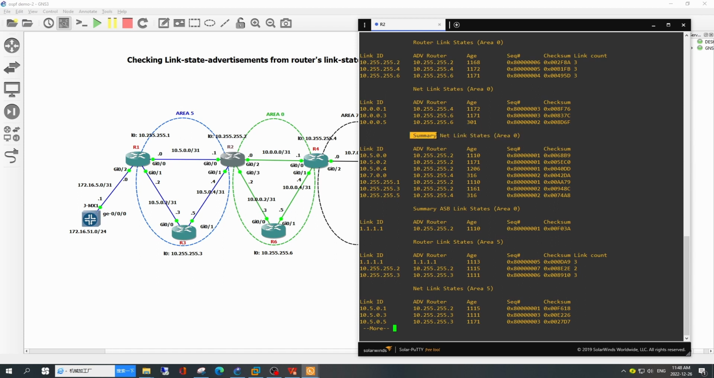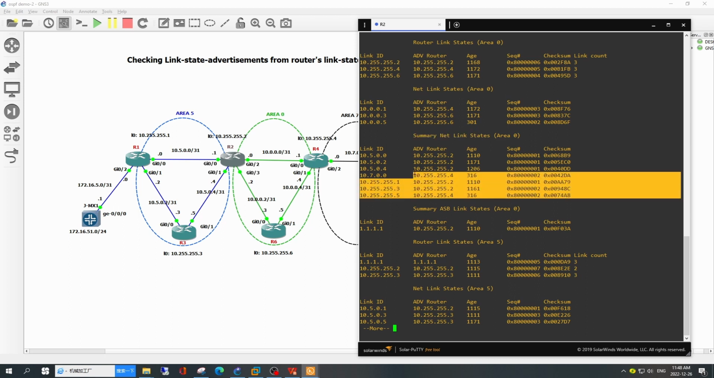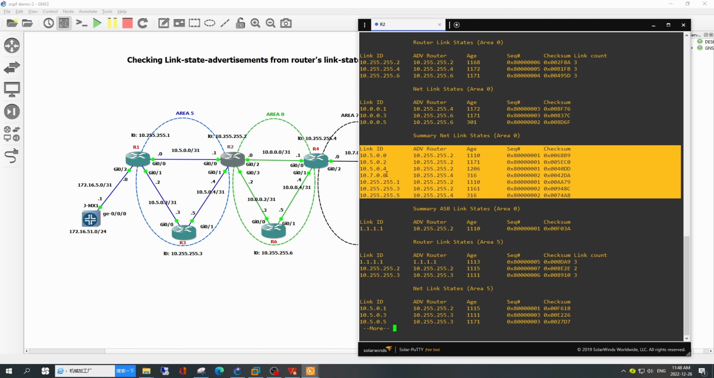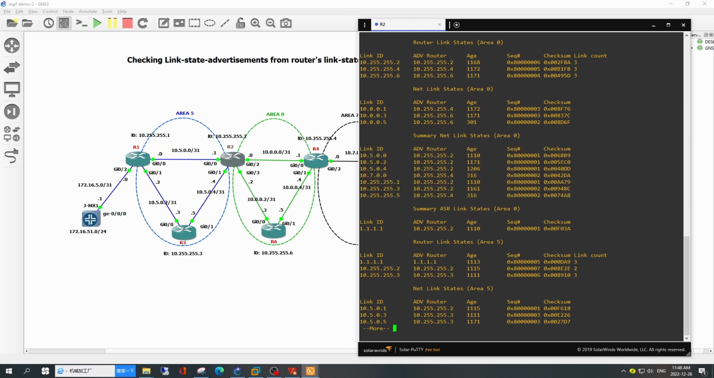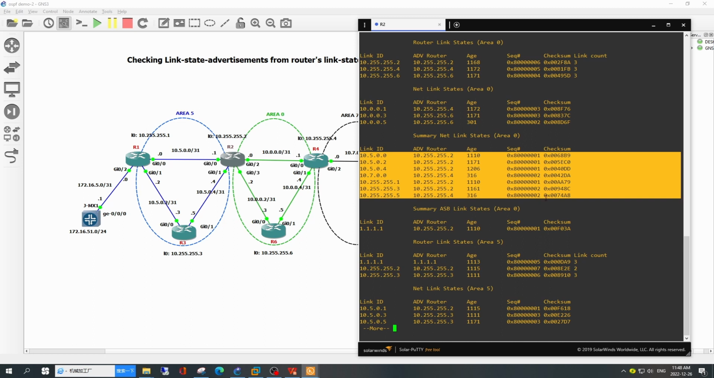You see the name is summary net link states. Net means network, so the full name is the summary of the network link states. How many items here? 1, 2, 3, 4, 5, 6, 7. Seven items here. Why seven items, right? Let's look at the link IDs.